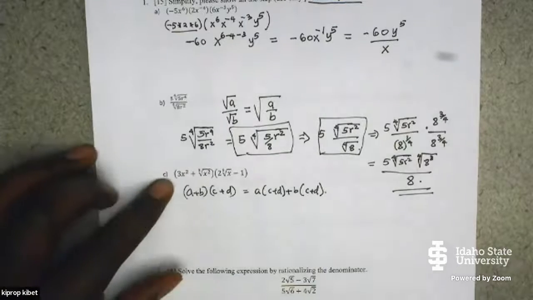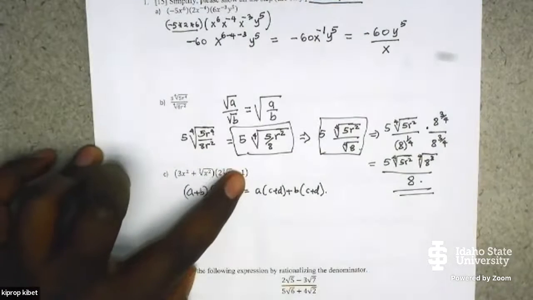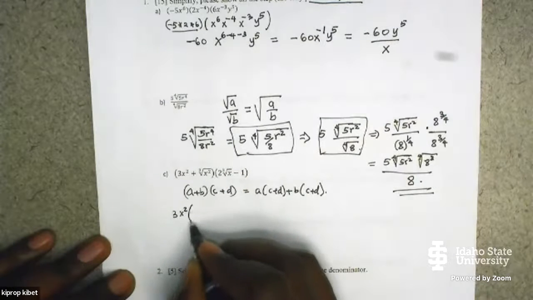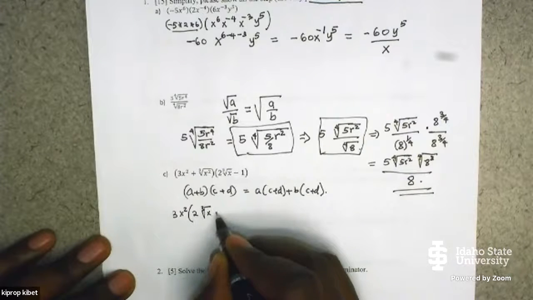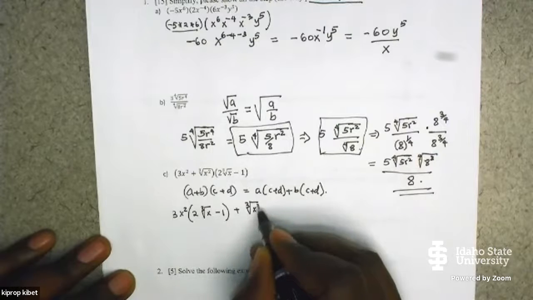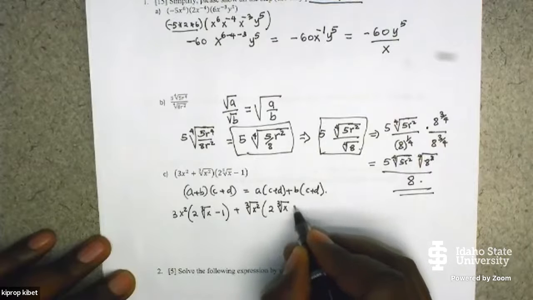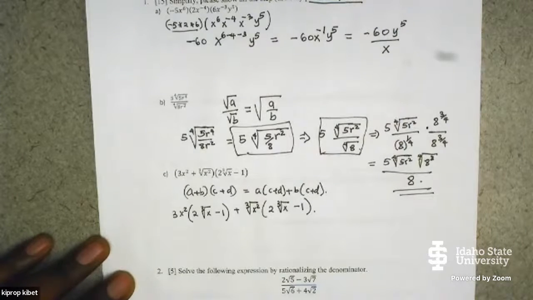So it was not that hard. So you can use this to multiply this one. Okay. So you can say 3x squared multiplied to the cube root of x minus 1 plus the cube root of x squared to the cube root of x minus 1. And then you do what? You expand. Then you expand.